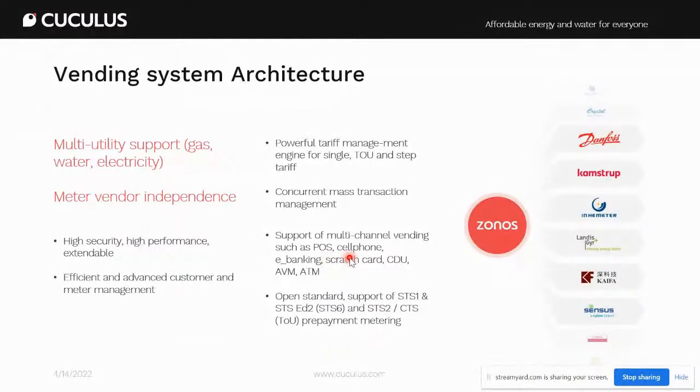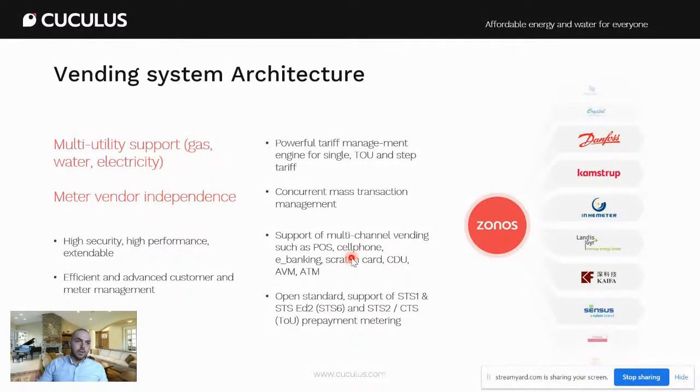We can have applications on the cell phone. The vendors can generate tokens with it. We even have software that allows the end user to log in and check their balances, and they can even top up using these smart applications. Banking, e-banking, scratch cards, CDUs, automatic vending machines. We can even integrate with the ATMs. Of course, this needs to work with the banks in a specific country.